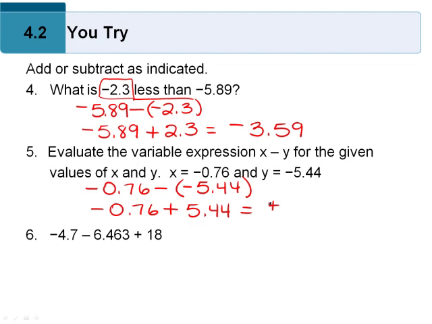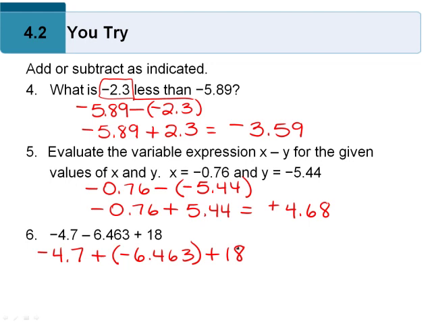And you use your calculator to help you with the computations. 5.44 minus 0.76, and you should get a positive 4.68. Okay? Number 6, we have one subtraction sign there that we need to change. So we keep negative 4.7, change it to addition, take the opposite, would be negative 6.463. And now be careful, plus 18 stays the same. You don't do anything with it.